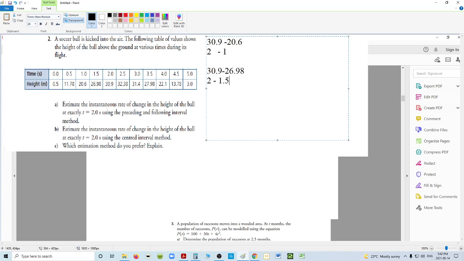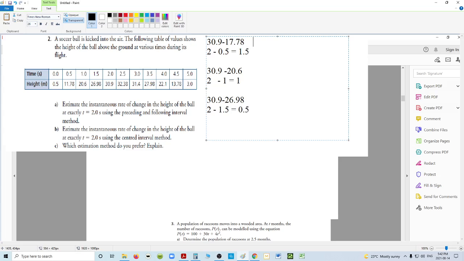If you want to get really accurate, you would add another delta y in there just to see where the trend is going. So you would do this one as well, 30.9 minus 17.78, and the delta x of 2 minus 0.5, which is equal to 1.5. This one's equal to 1, and this one's equal to 0.5. So you can see we're getting closer and closer to it.